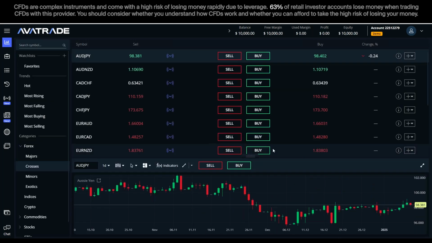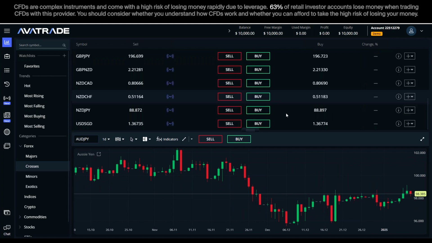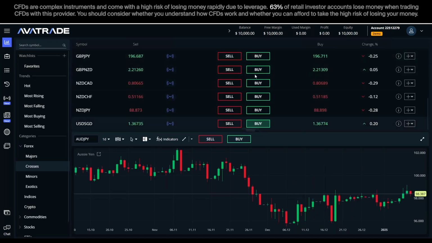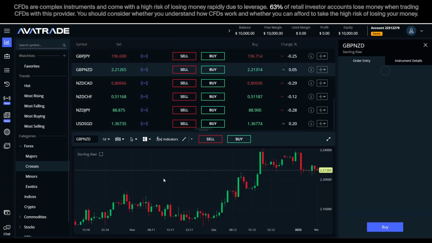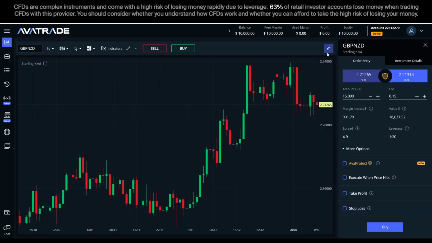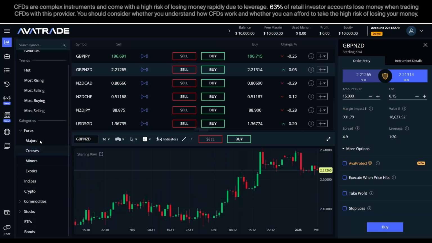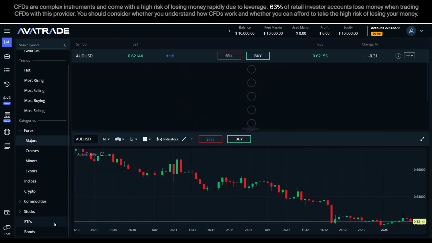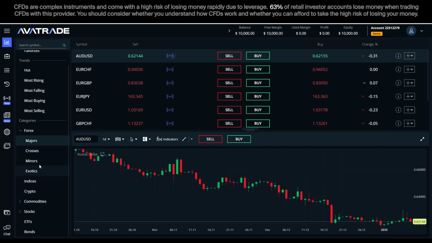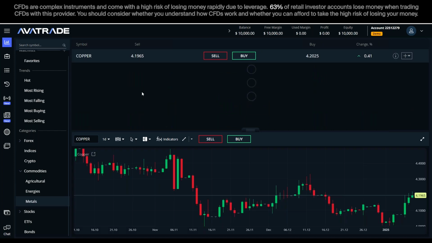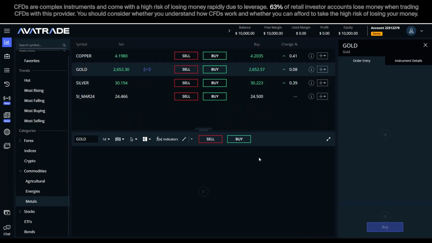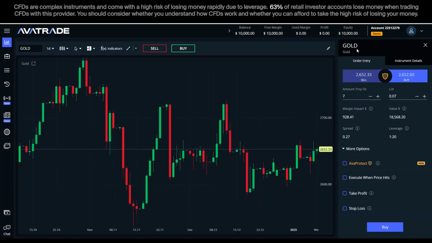Just before I carry on with the explanation, you saw that the interface here is quite customizable. If I click here on the arrows, it goes all the way up. In addition, I can pick an instrument from here, and then it will open the chart. Then I can expand it again and pick an instrument from here. Just a second. Okay, maybe we'll go for commodities, then metals, and maybe gold as an example. All right, and then I can choose it from here.